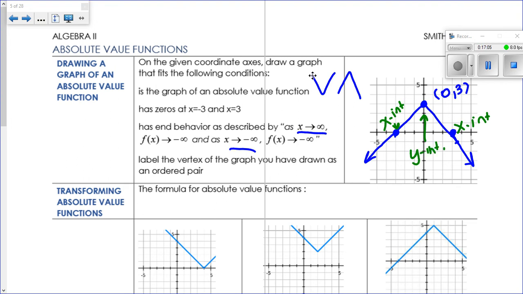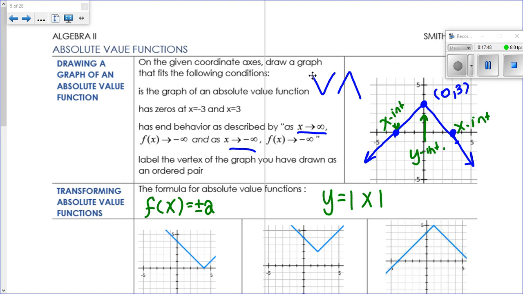So, transforming absolute value functions. The formula for absolute value functions, well, the equation really, is y equals this. That's the parent function. Now, what does it look like in formula form? You're going to have f of x equals a. If it's positive, it's going to be pointed up. If it's negative, it's going to be pointed down. If a is bigger than 1, it's going to vertically stretch and get closer to the x-axis.